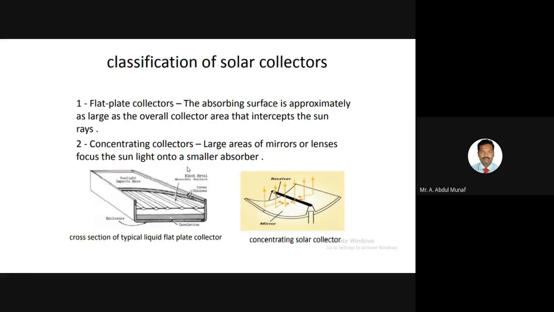Okay, now let us see the classification of solar collector. Already we have seen this one, flat plate collector and concentrating collector. Here we are having two classifications. In flat plate collector, the absorbing surface is approximately as large as the overall collector area that intercepts the sun rays. In a flat plate collector, the radiation falls on all portions, so it intercepts the sun rays.